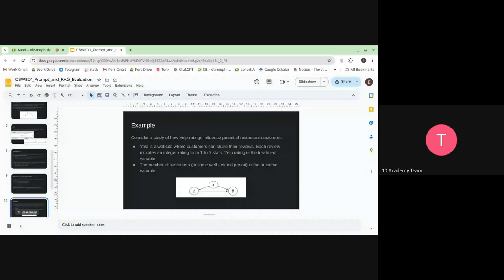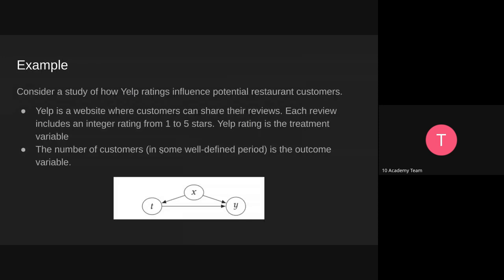Now let me see the time, whether we go through that example or not. Maybe it's not necessary.